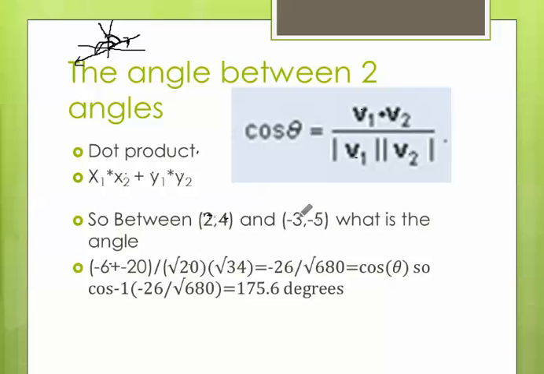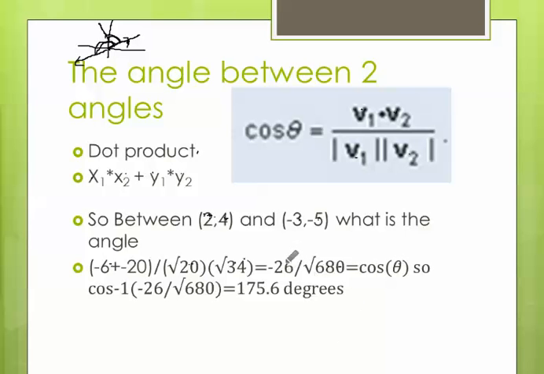This other one, 9, 25. 9 and 25 add together to give you 34. So I've got the square root of 20 and the square root of 34. Multiply those together, I got square root of 680. So I've got negative 26 divided by the square root of 680. And that's what my cosine of theta is going to be.